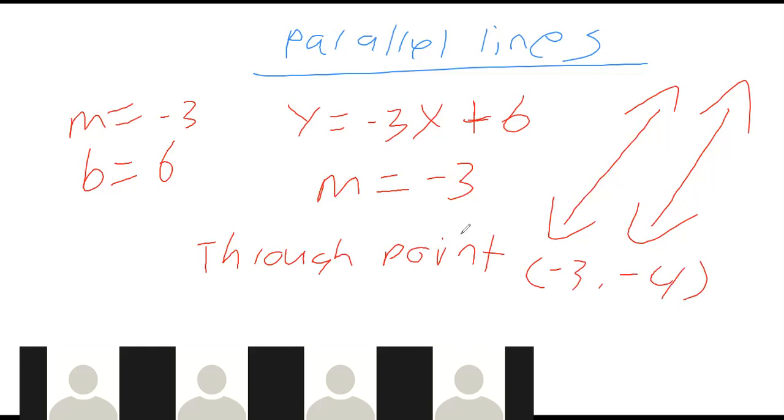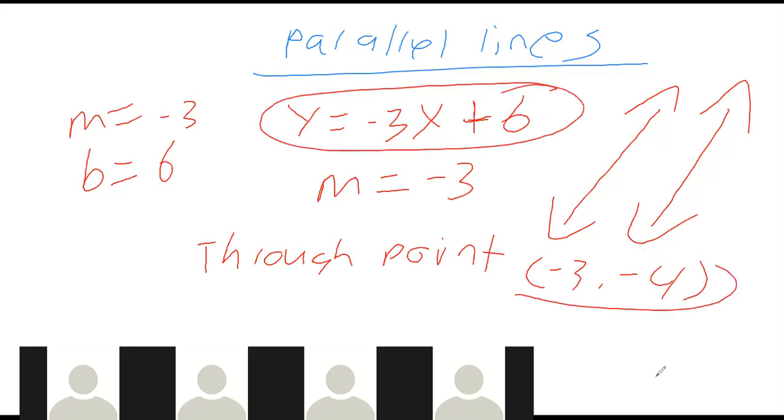So where did we get -4 from? I just brought it up. It's a point that I randomly came up with. Okay, so the question is, I want a line that is parallel to this, that goes through the point -3 and -4. This is where we would use our point slope formula.